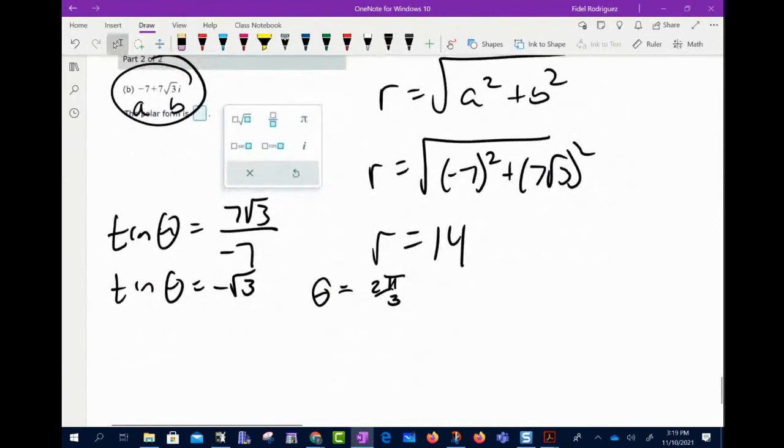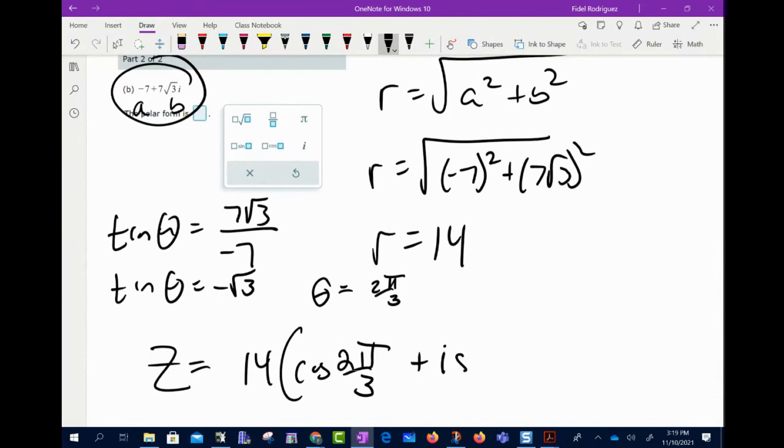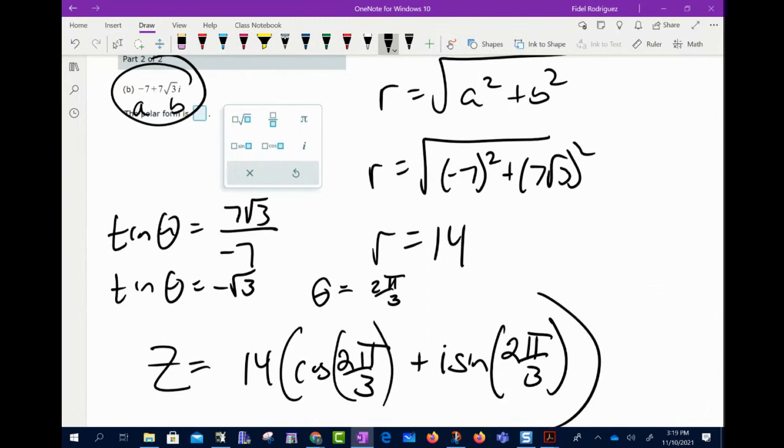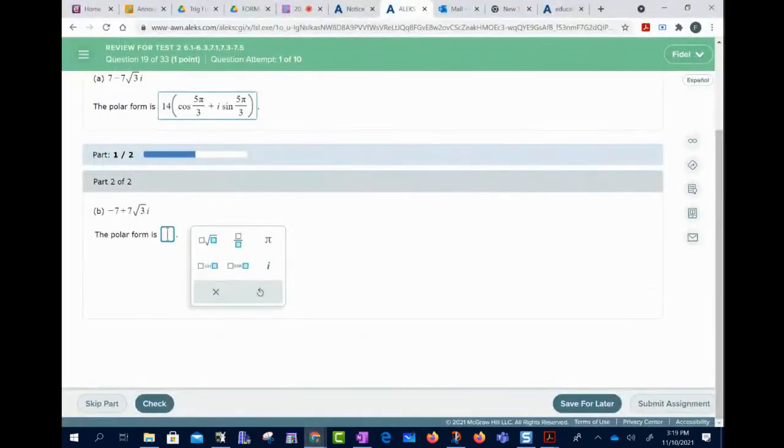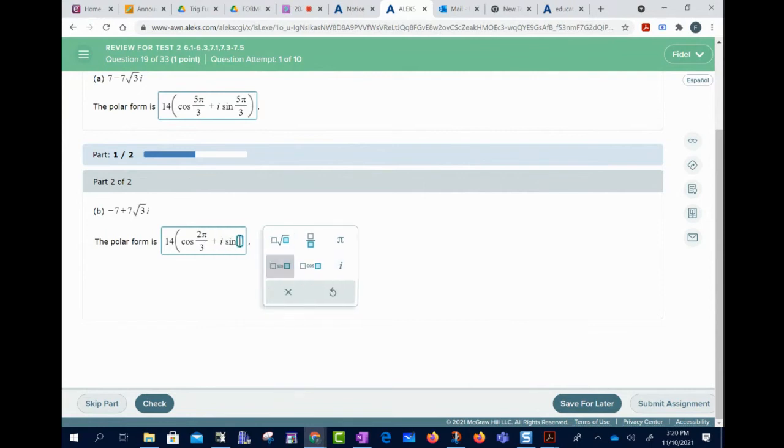So that's exactly right. My complex number is going to look like this: 14 cosine of 2 pi over 3 plus i sine of 2 pi over 3. And that's all you're doing. Excellent. Good. So 14 parentheses cosine of fraction 2 pi over 3 plus i sine fraction 2 pi over 3. Close those parentheses. Tickety check.